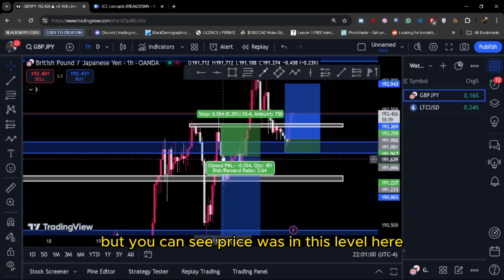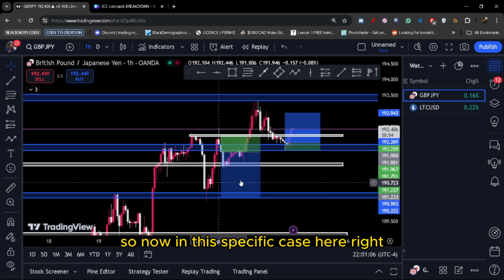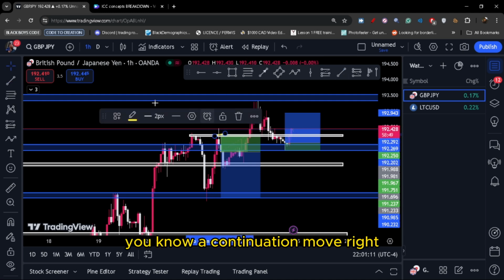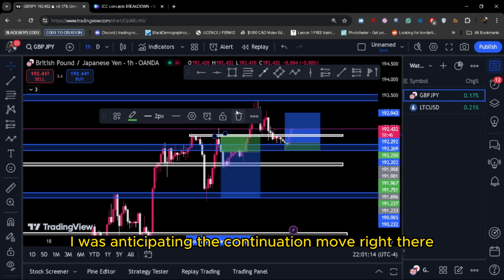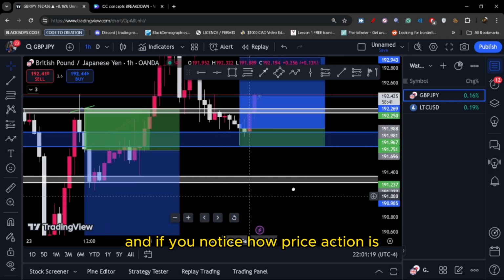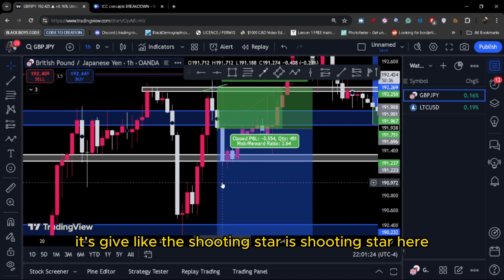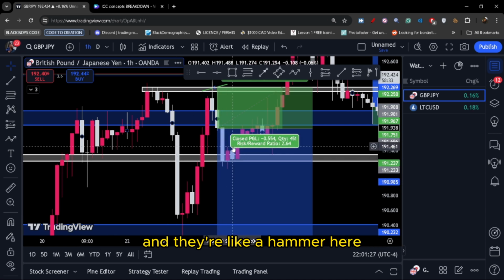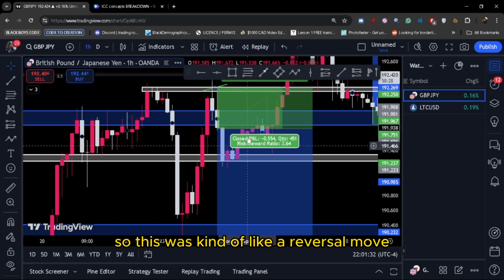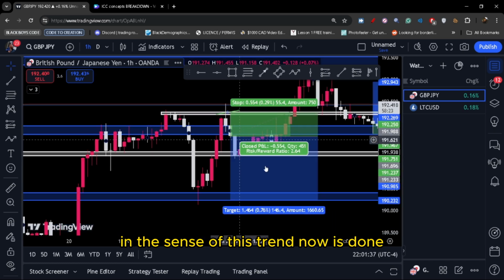But as you can see, price was in this level here, and price reached my first take profit for TP1, right? So now in this specific case, I was anticipating a continuation move right there, right? But that did not happen. And if you notice how price action is, notice how when price came to this TP area here, it gave like a shooting star here, and then like a hammer here. And as you can see, it gave a bullish engulfing, right? So this was kind of like a reversal move, in the sense of this trend now is done.